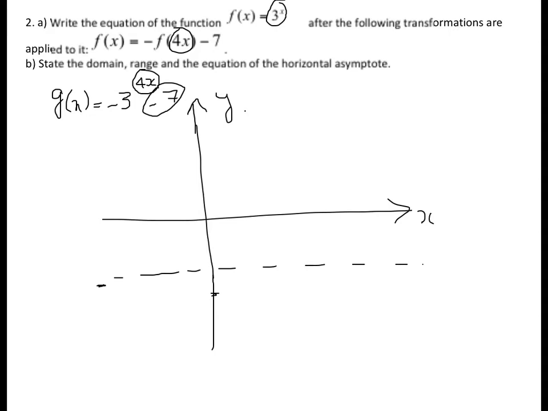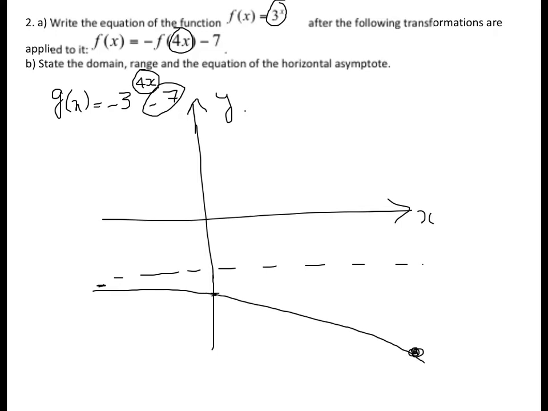When x goes to plus infinity, which is on the right-hand side, 4 times infinity is infinity. 3 exponent infinity is infinity. Minus 1 times infinity is minus infinity. Minus 7 is negative infinity. So this means that the graph ends up somewhere around here. So this is my graph.